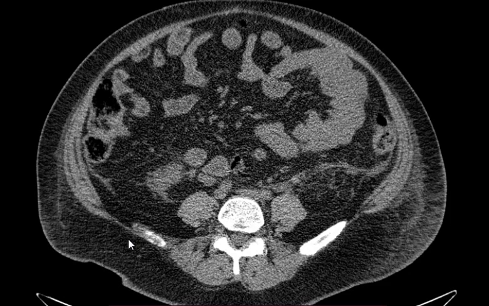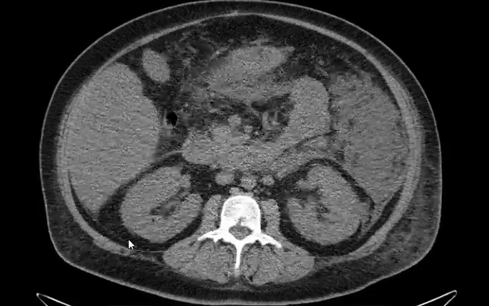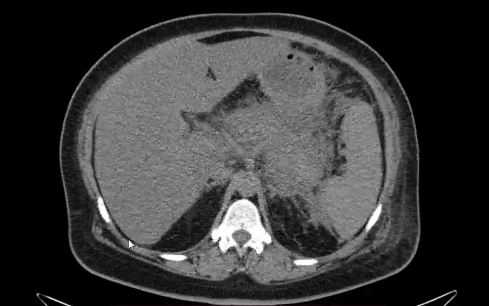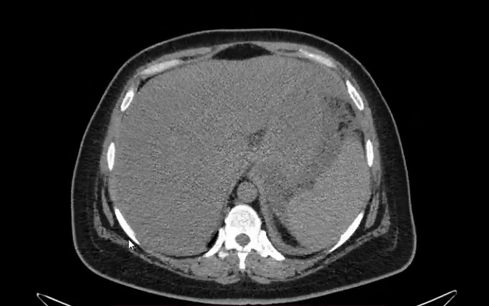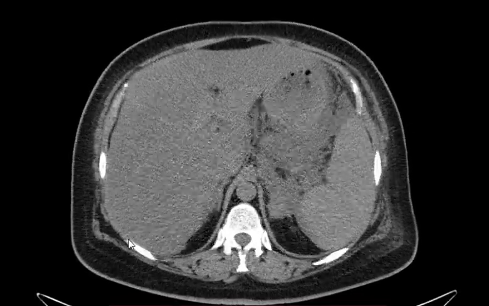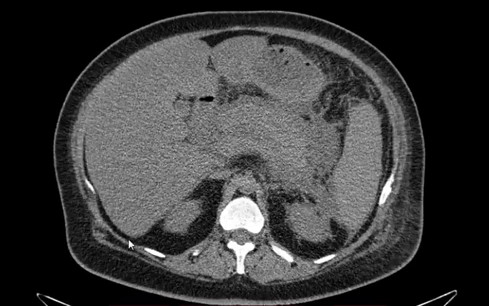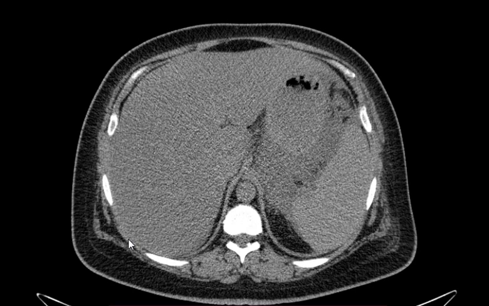Just let it load. So these are the native images, and you can see the liver is fatty, of course, and it's enlarged. And you asked something about, yes, there is an adrenal adenoma. What do we call it in this case? We call it incidentaloma. We discovered it incidentally.